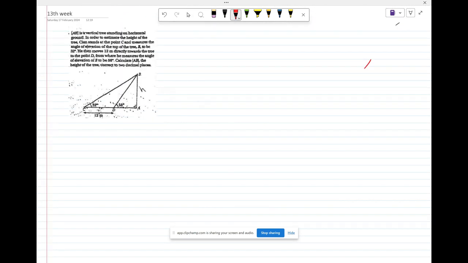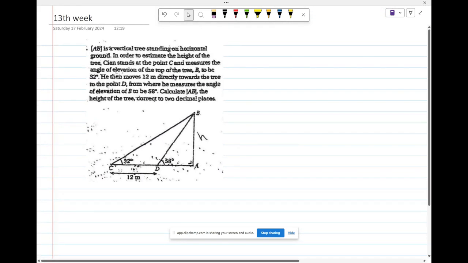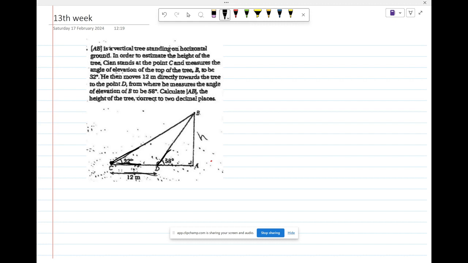Okay, so next question, we kind of looked at how we might use trigonometry in real life. It says, AB is a vertical tree standing on horizontal ground. In order to estimate the height of the tree, so this is AB, our height of the tree, which I think is already marked H, Keen stands at point C and measures the angle of elevation, 32 degrees, and then he stands at point D, which is 12 meters in, and measures 58 degrees. And we have to use that to calculate AB.